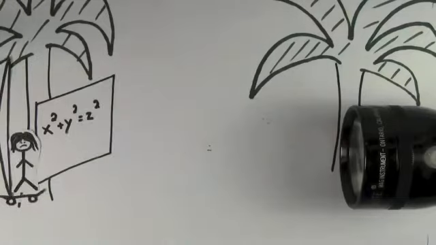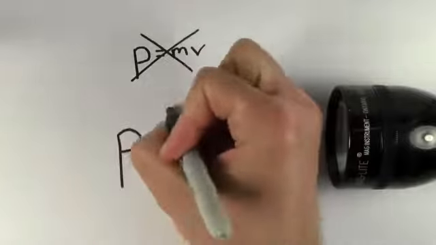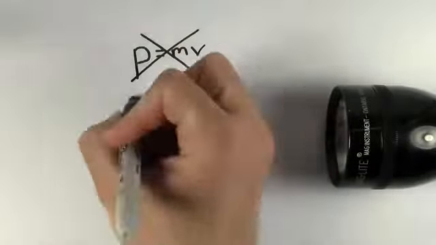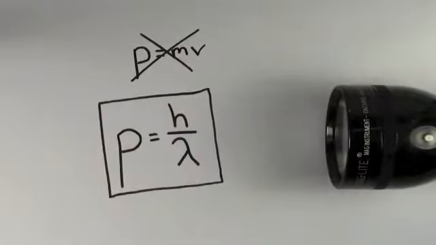Okay, so very long story short, you should never ever use P equals mv to find the momentum of a photon. To find the momentum of a photon, you should always use momentum equals h over lambda.